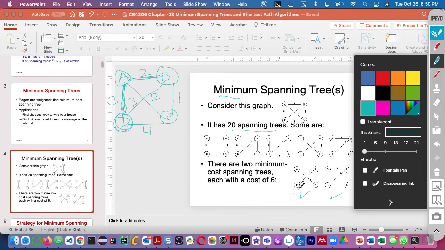For instance, we can consider a maximum spanning tree. In case of profit, we want to make profit for a business, for gain. If it is gain or profit, then we can say maximum spanning tree. That will give us maximum profit.